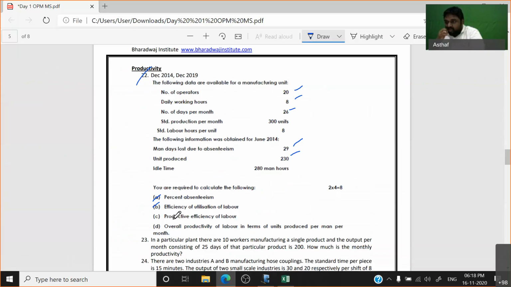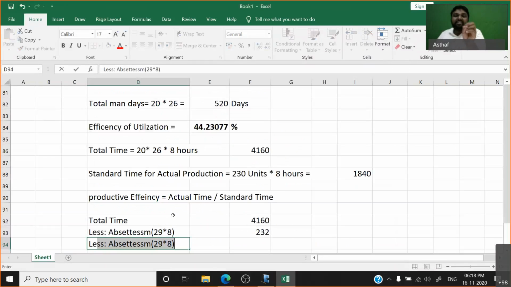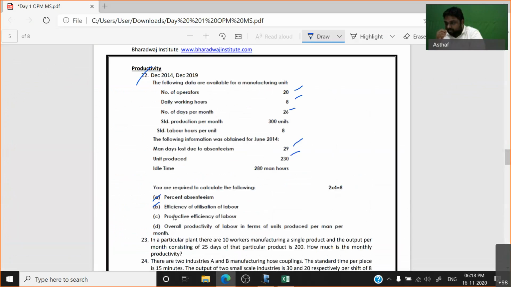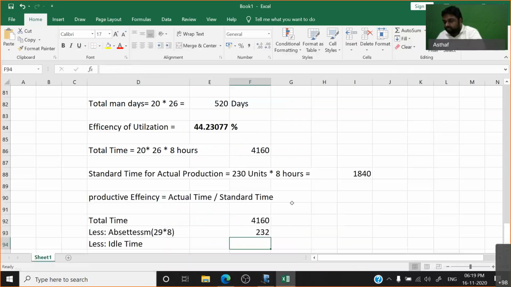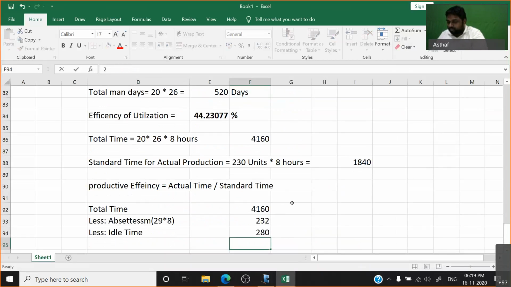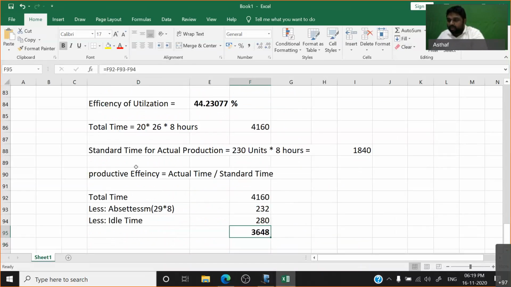232. What is next? Idle time. Idle time means they are not working. So idle time is equal to 280 man hours. So what will you get? 3648. So this formula we have slightly done in reverse.